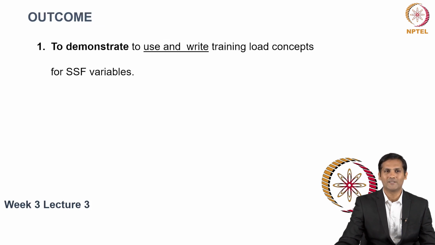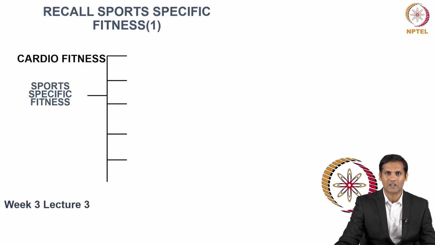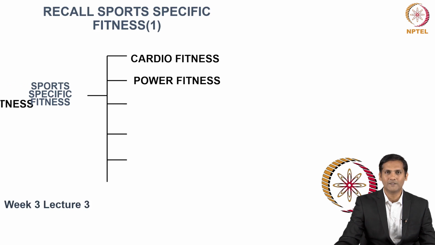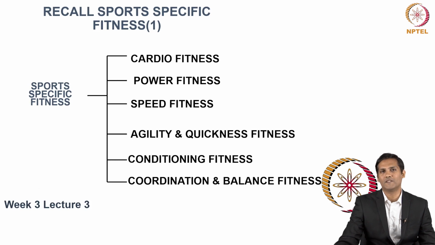The outcome of lecture 3 is that you should be able to demonstrate the use of the training load concept for sport specific fitness variables, as well as write the training load concept to describe sport specific fitness variables. Let's begin by recollecting sport specific fitness variables. So what types of fitness come under sport specific fitness variables? These are cardio fitness, power fitness, speed fitness, agility and quickness fitness, conditioning fitness, coordination and balance fitness.